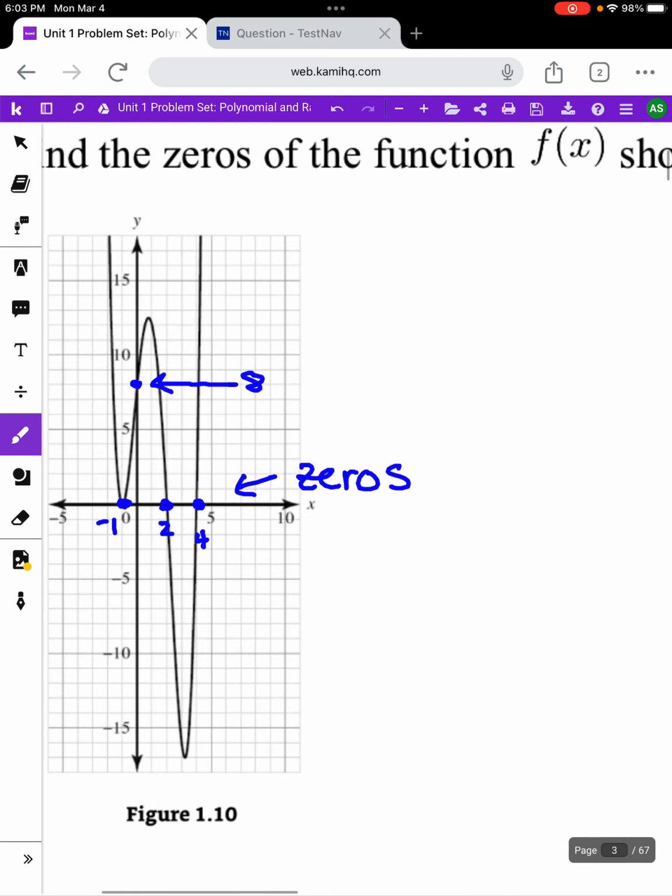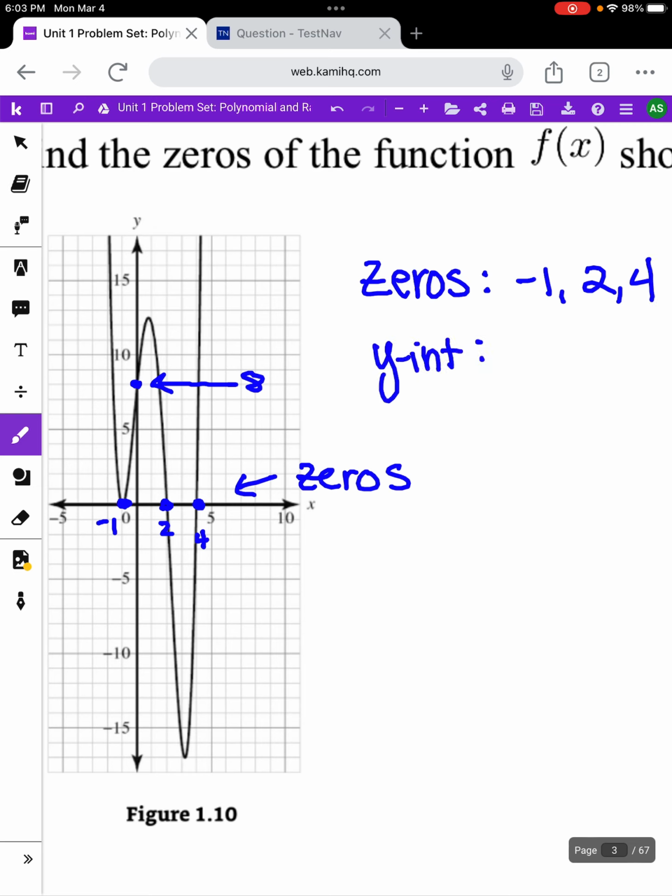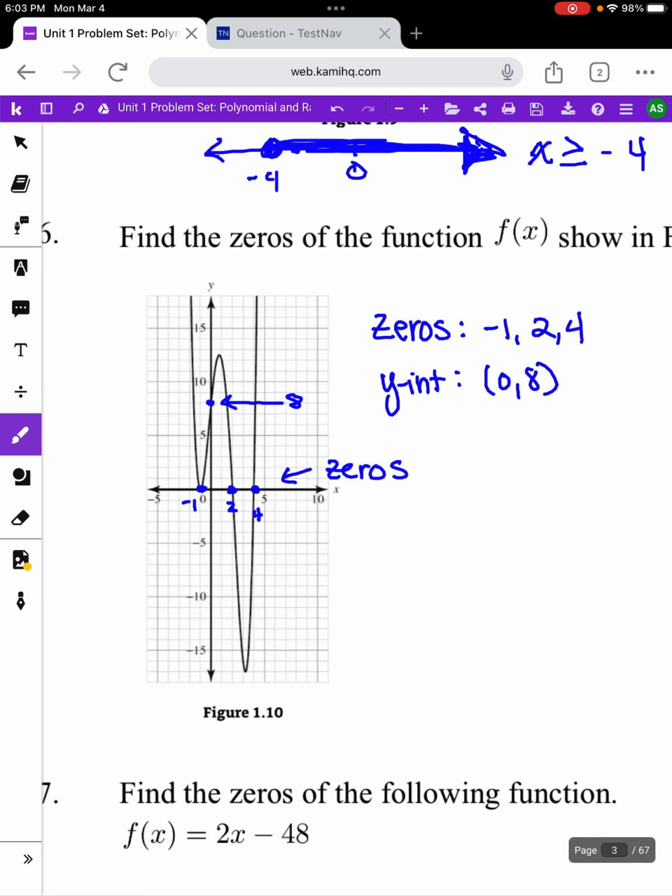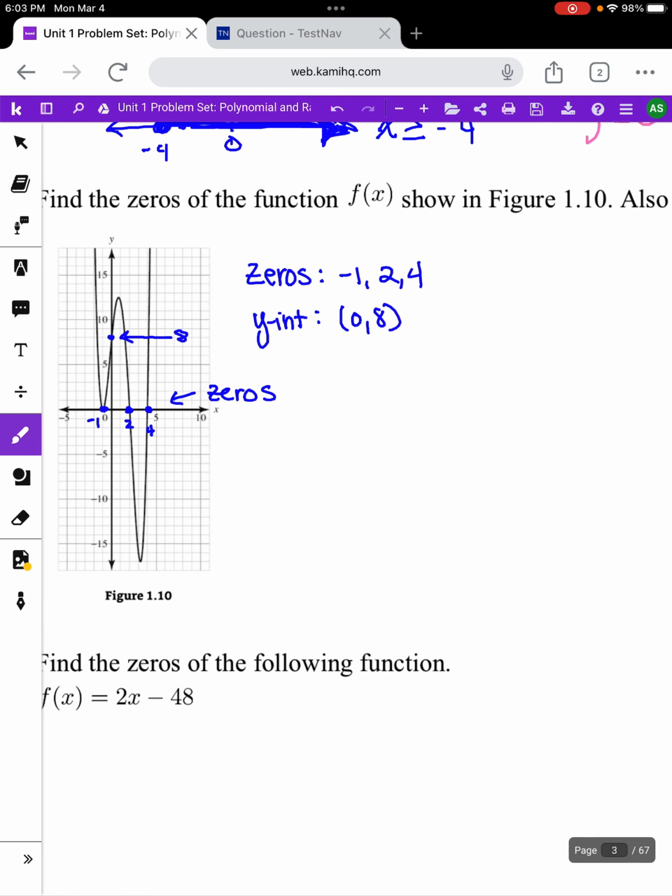So our zeros of our function are -1, 2, and 4. And our y-intercept is (0, 8). The zeros can also be written as points. Just pay attention to what the directions ask for. This one doesn't specify. If I had to write it as points, I'd write (-1, 0), (2, 0), and (4, 0). Either way is fine.